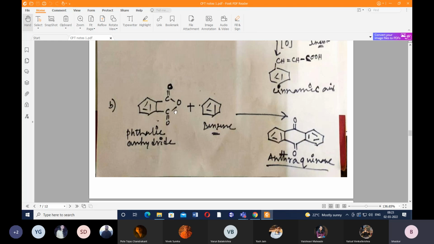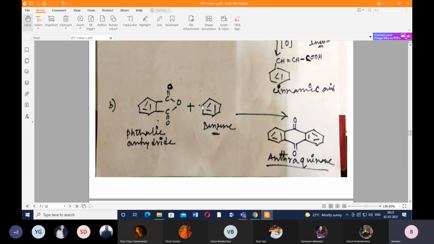So phthalic anhydride interacts with benzene. Benzene has got a chemical formula of C6H6. Okay, so it has got a ring structure. So this carbon is attached to one hydrogen. All the carbon atoms in the ring, that means it's a 6-carbon ring, each carbon atom is attached to one hydrogen atom, right?